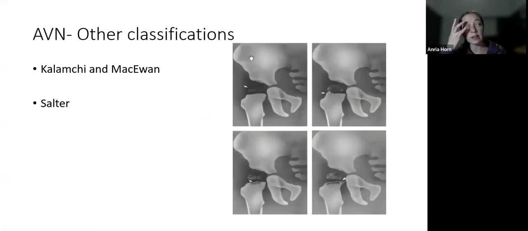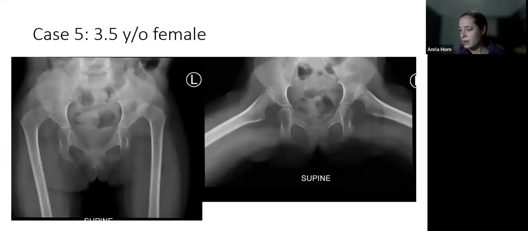Then there are some other classification systems: Columbia, McEwen, and Salter. I think if you know one, that's probably enough. And even if you just know it exists, because I didn't know about this when I was a registrar, so consider yourself lucky. Okay, who's next?